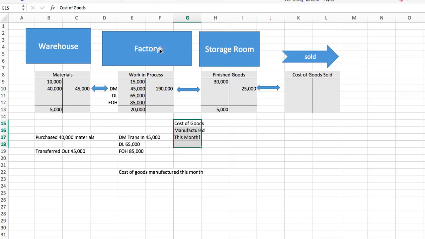You're taking those finished goods out of the factory and putting them in the storage room because you're ready to sell those. Now we'll assume that at the beginning of the month we had $30,000 worth of items already in the storage room. Now we're going to transfer $190,000 worth of items to the finished goods storage room. If at the end of the year we have $5,000 left, then we can calculate that we actually sold $215,000. So those units would become cost of goods sold.